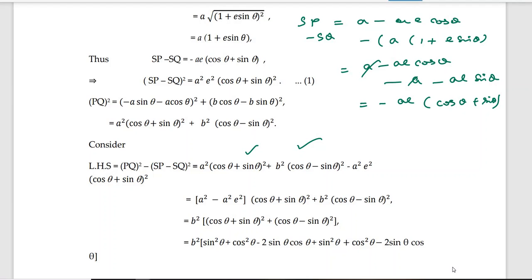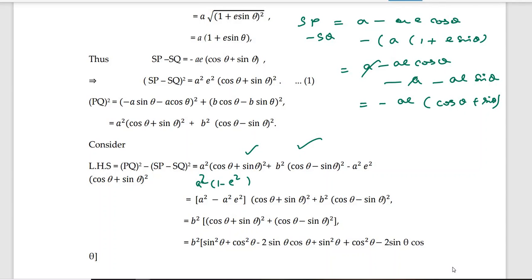But we know that this is a square into 1 minus e square, which is b square, so that is written as b square, and (cos theta plus sin theta) the whole square. Here also we have b square. So this being b square, we have this step, and taking b square out, this is what we have.